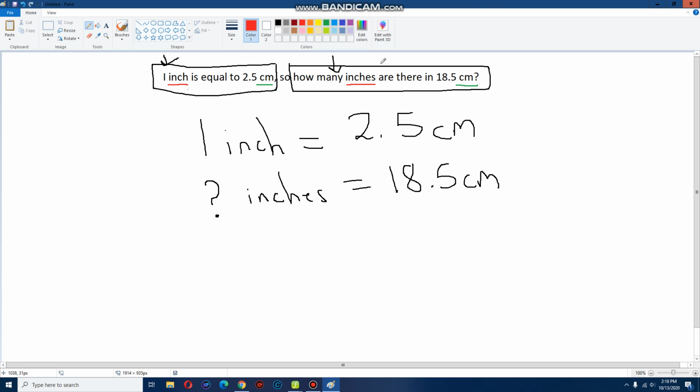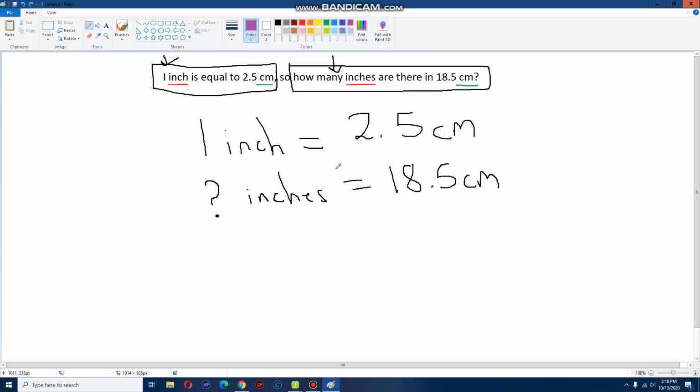It's extremely important that you keep the units on the same side. Centimeters with centimeters, inches with inches. If you mix up the units, the entire thing goes wrong. So this is how you set up a word problem that involves multiplication and division. And now it's a simple matter of cross multiplication.